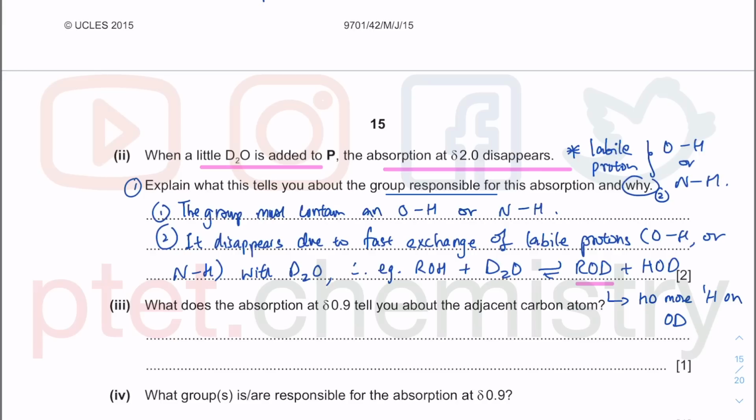Okay. Now, what does this absorption at 0.9 ppm tell you about the adjacent? Adjacent means the next one on the next carbon. So it is a singlet. It is a singlet at 0.9 ppm.